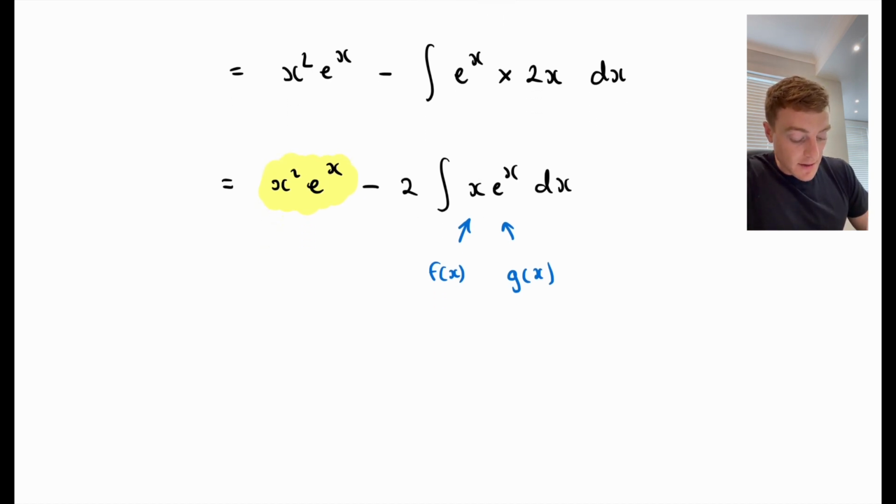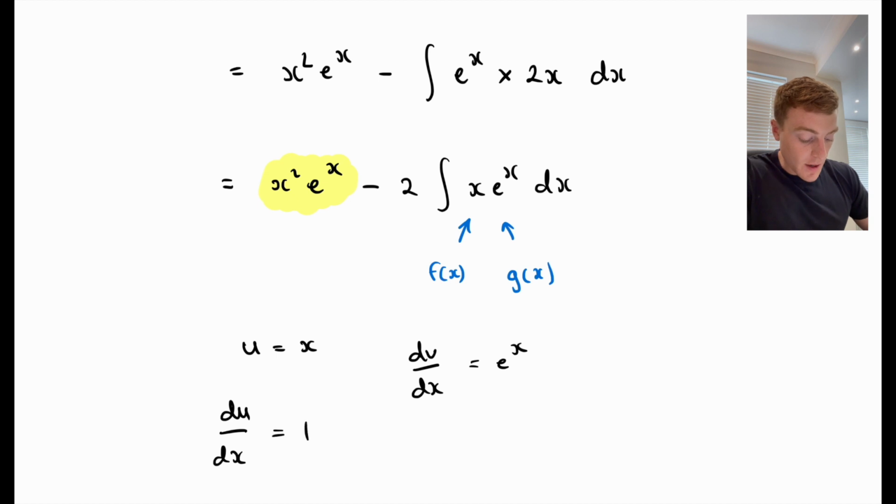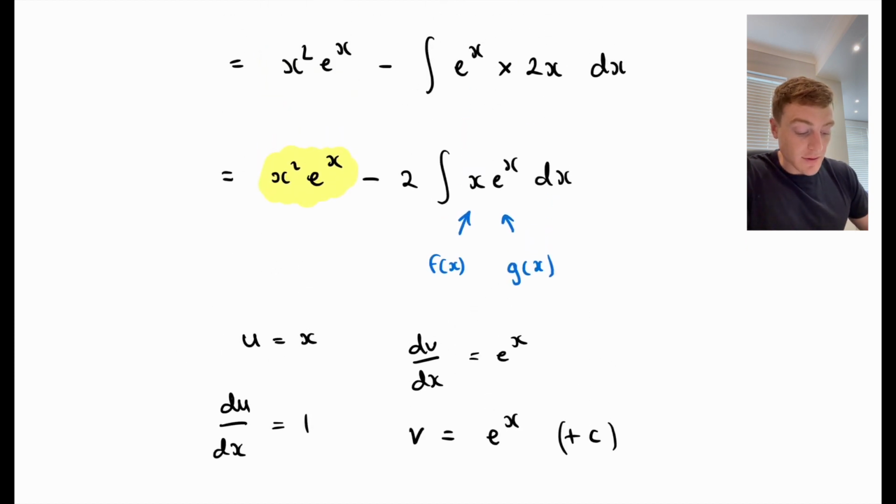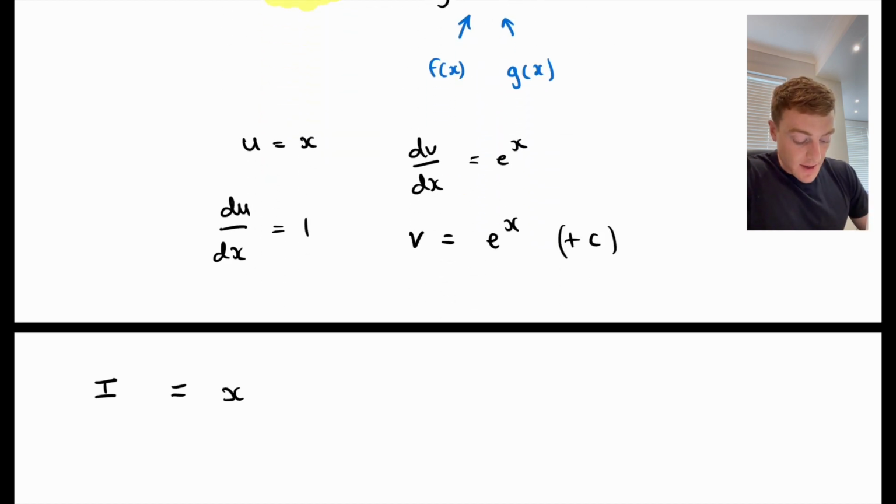Using LIATE again, I can see that my u is going to be equal to x because A comes before E. dv by dx is going to equal e to the x. Differentiating u, we get 1. Integrating dv by dx, we just get e to the x again, and technically we have a plus c. Okay, so that means that my integral is going to equal what I had originally, so that x squared e to the x.